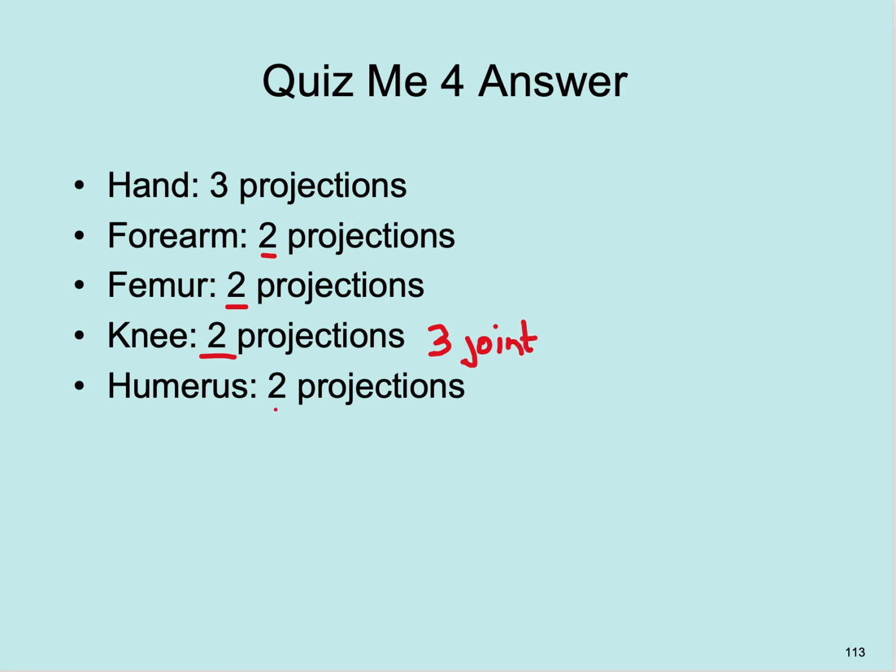And then humerus 2 because it's a long bone. So long bones or anything that's a joint is going to be 3.